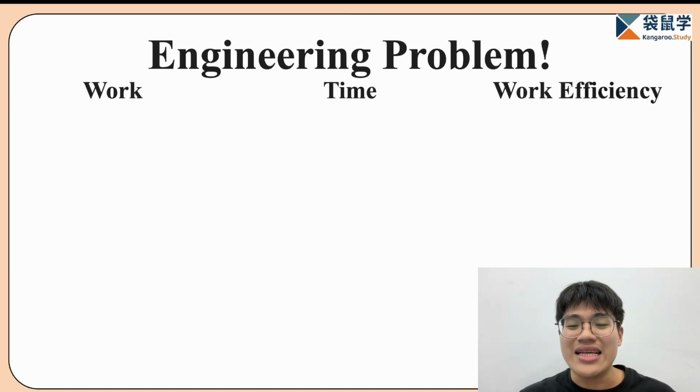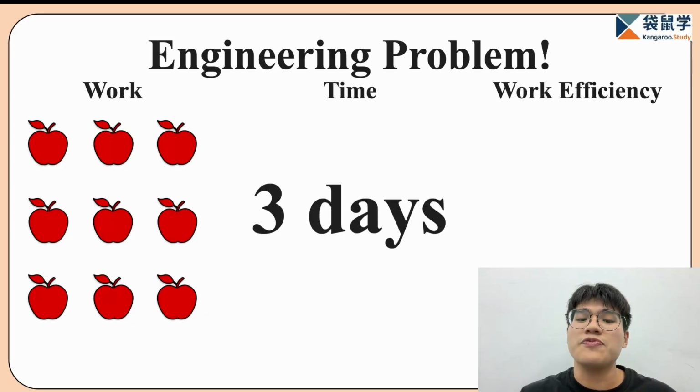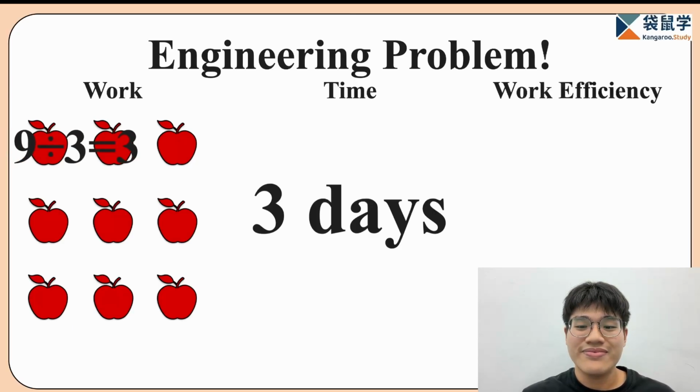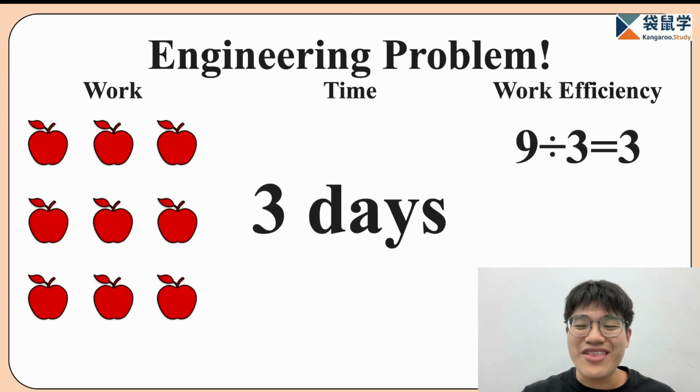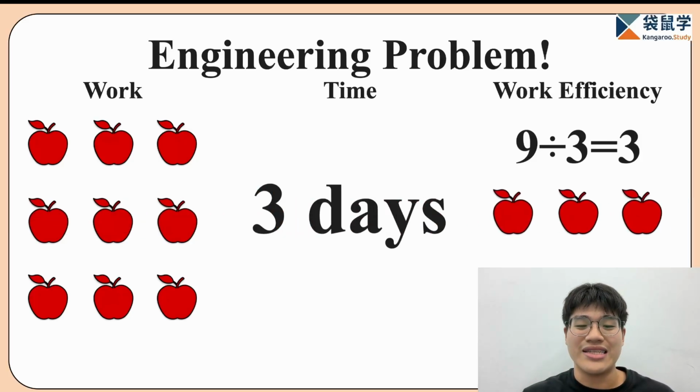Now let's take an example here. I know I have to eat 9 apples. And I have to spend 3 days to finish all of them. Then how many apples do I have to finish a day on average? Well, 9 divided by 3 equals 3, so we know that I have to eat 3 apples a day.